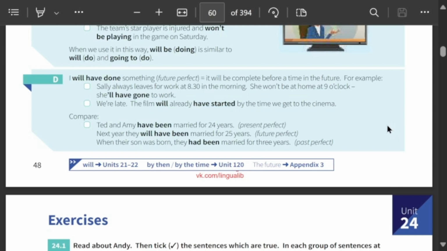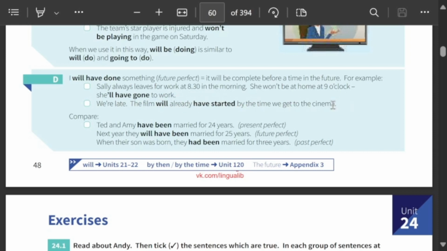The situation. In this situation, we miss the first of. You miss the beginning of the movie. Yes. So if you go, actually we are late. The film will already have started by the time we get to the cinema.